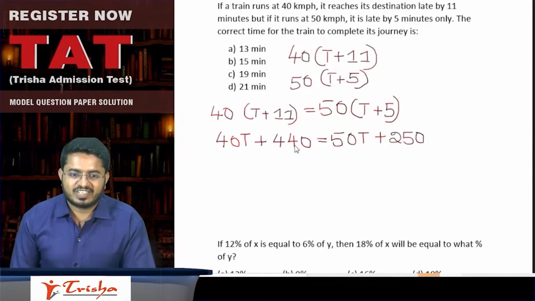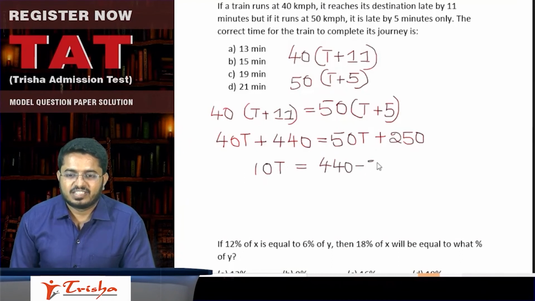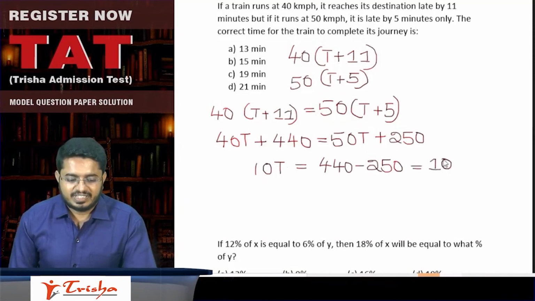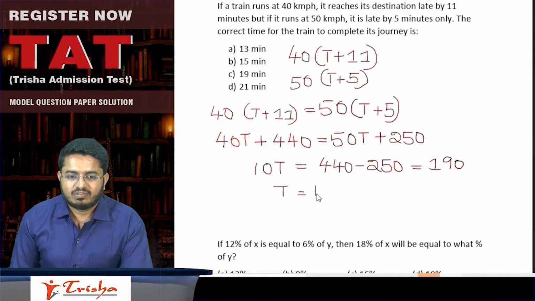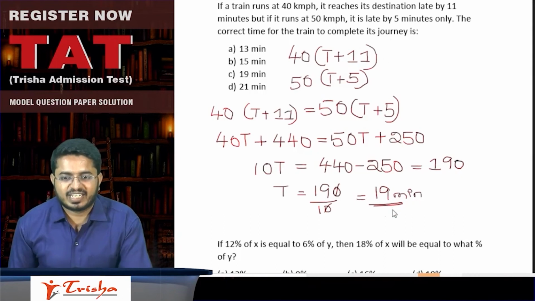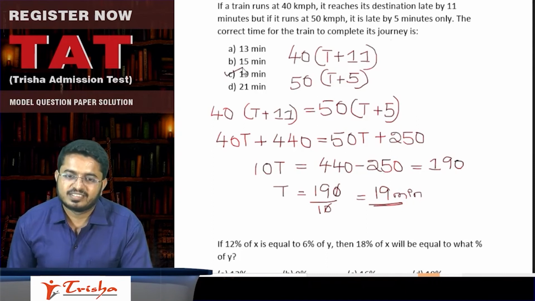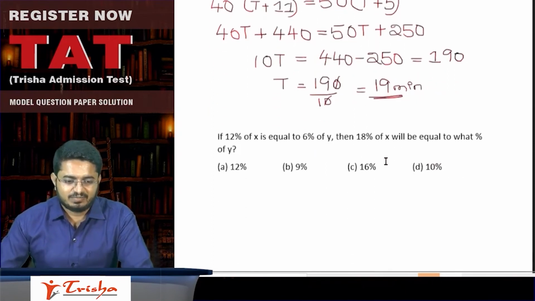So this 250 will come on the other side, 40T will come on the other side. 50T minus 40T, 10T is equal to 440 minus 250, that is 190, correct? If 10T is equal to 190, how much will T be equal to? 190 divided by 10. 19 minutes. Correct? 19 minutes is the correct answer for this question. So what is the actual time that it should reach the destination? 19 minutes. Okay? I hope you have answered the same way. Let's go to the next question.